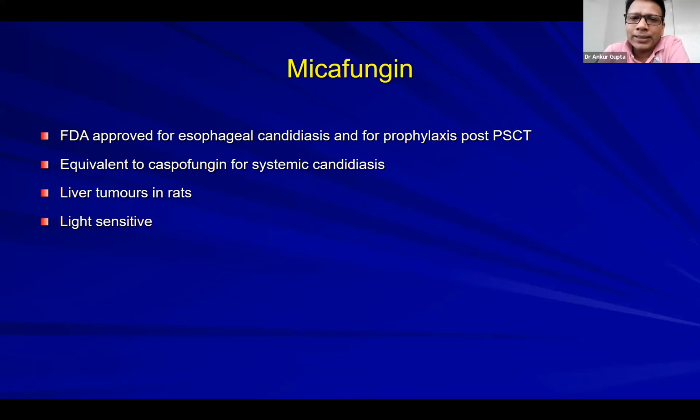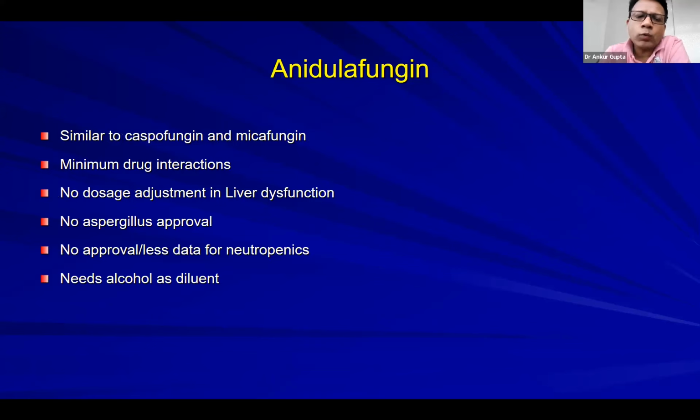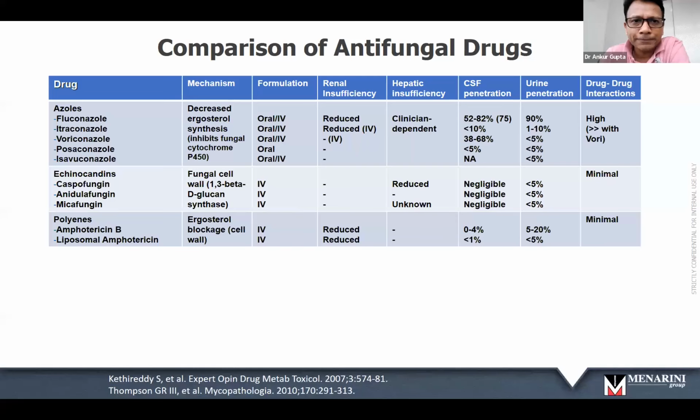Micafungin is almost similar as caspo. There are some reports of liver tumors in rats, but again, there is the black box warning for that. So you have to reduce the dose in patients with hepatic dysfunction. Anidulafungin, the main advantage of anidulafungin over caspo is that it is hepatosafe. So if you really want to sleep well as an intensivist, not wondering about liver and kidney levels, and you have to treat the patient with systemic candidiasis, anidulafungin is a good option. Otherwise, efficacy-wise, it remains same as caspo and mica.